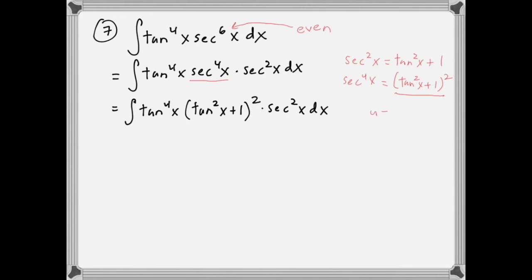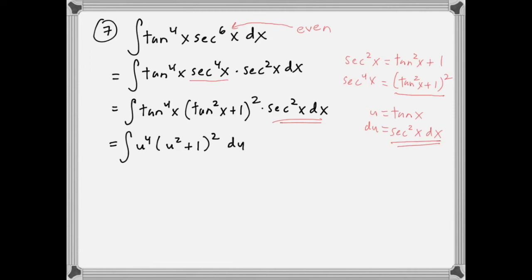So next, we know that we should let u equal tangent of x. So if we let u equal tangent of x, du is going to be secant squared x dx. Again, we already peeled that off so that we have it ready to go. And so this now becomes u to the 4th times u squared plus 1 squared du. So do the algebra like in that other example. We're going to first, using exponents, square this. We get u to the 4th plus 2u squared plus 1, and then du.